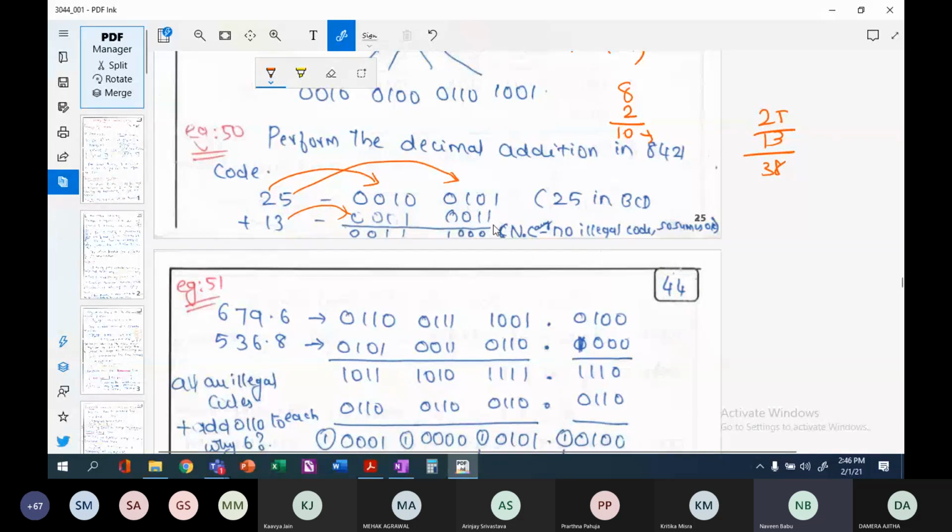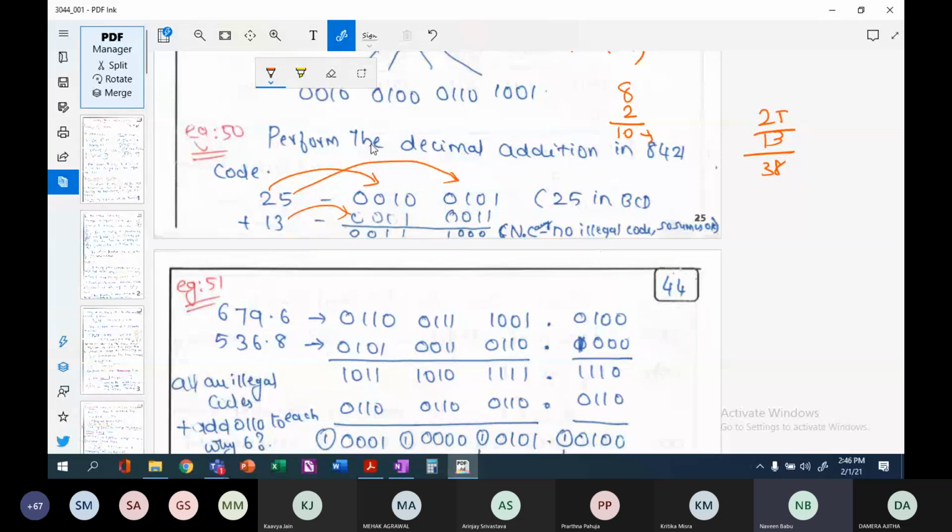Let us add binary also. 1 plus 1 is 0. 0 plus 1 is 1, 0 and 1 here. And then 0 plus 1 is 1. 1 plus 0 is 1. 0, 0, 0. So this is also equivalent to 38. So no issues at all.